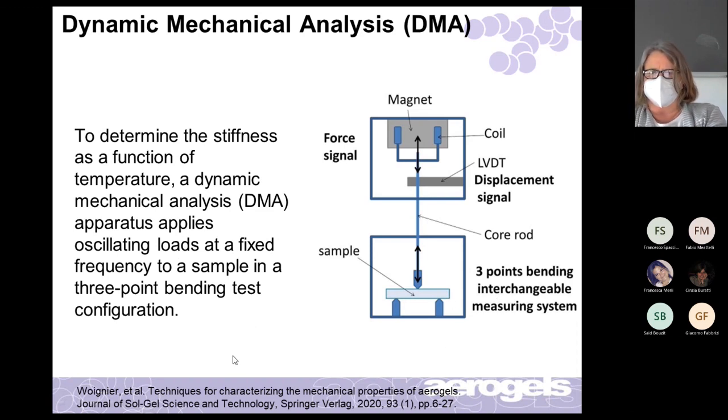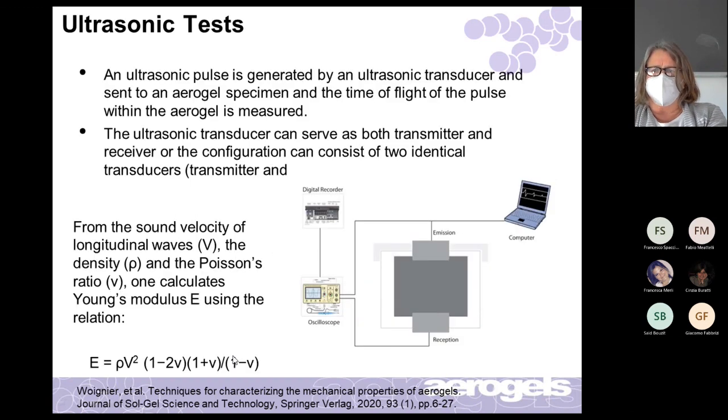Another dynamic analysis is to do an ultrasonic test. And so you can have an ultrasonic pulse generated by a transducer, and it's sent through the aerogel specimen.